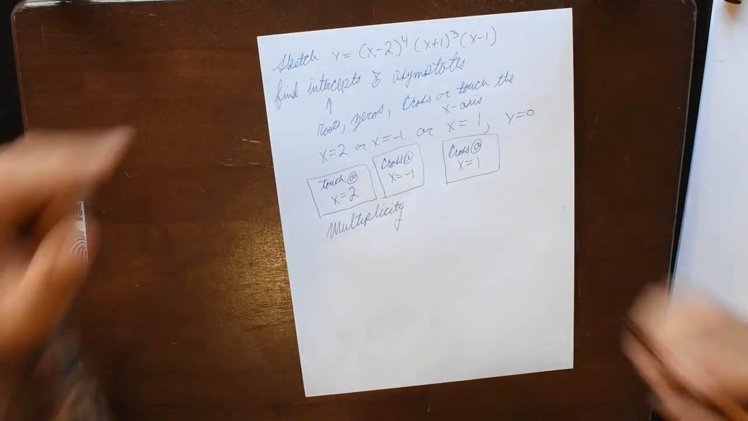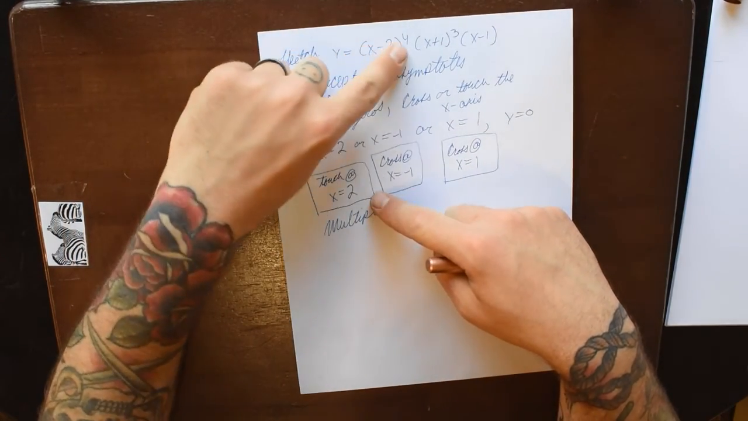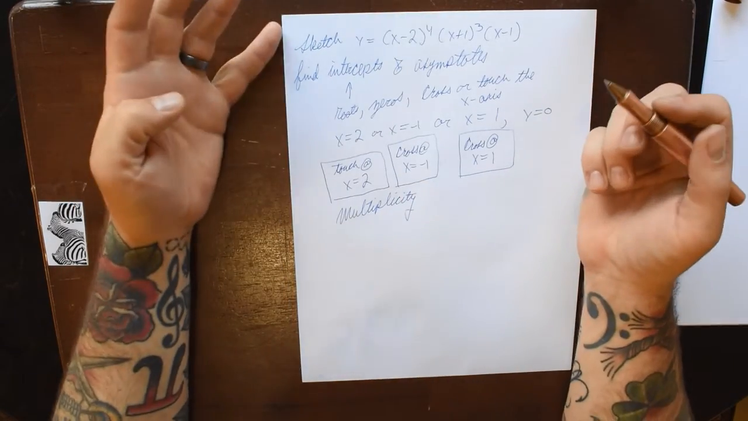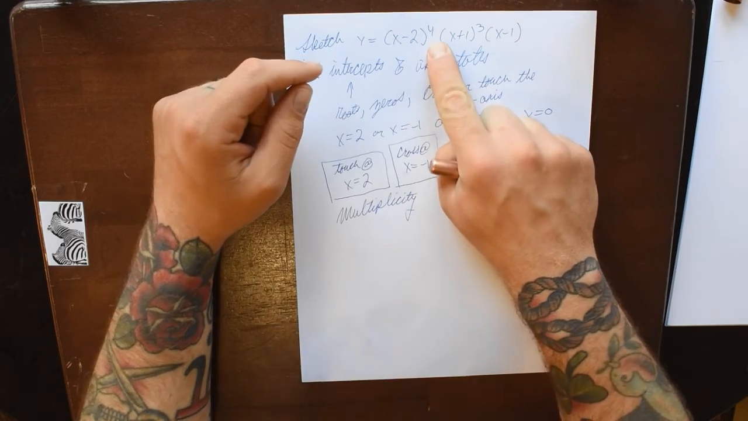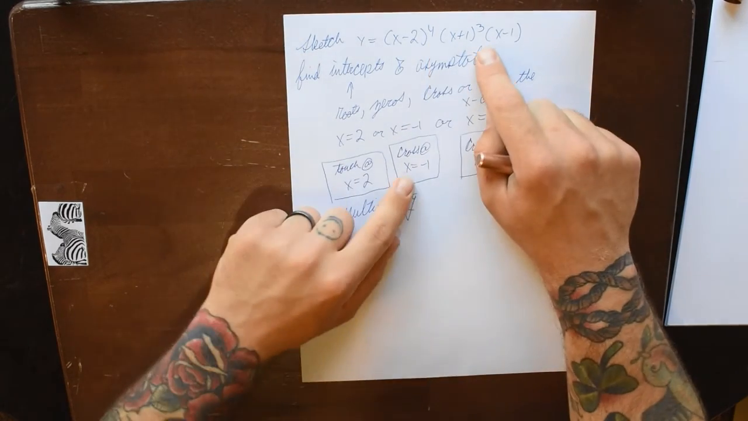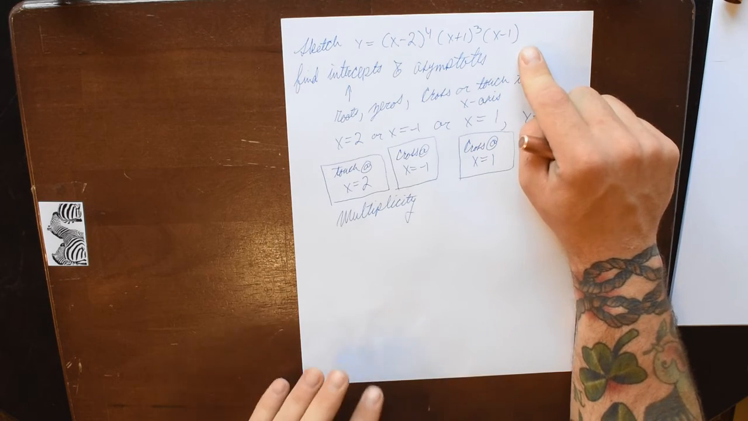Multiplicity. X is equal to 2 is a 0 of an even multiplicity. It's multiplicity 4. I believe I said degree a moment ago. It's an even multiplicity, so it touches. It's an odd multiplicity, so it crosses. It's an odd multiplicity, so it crosses.